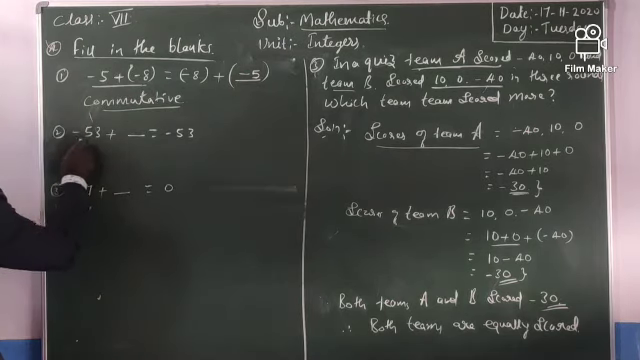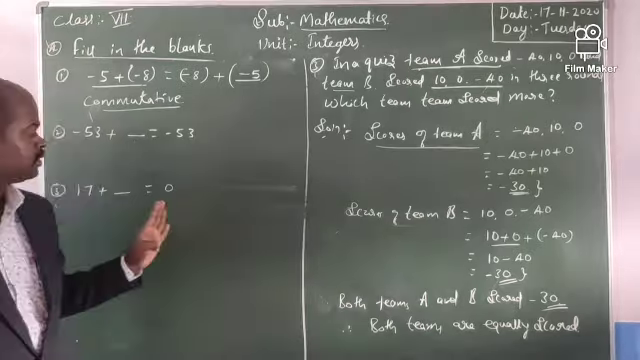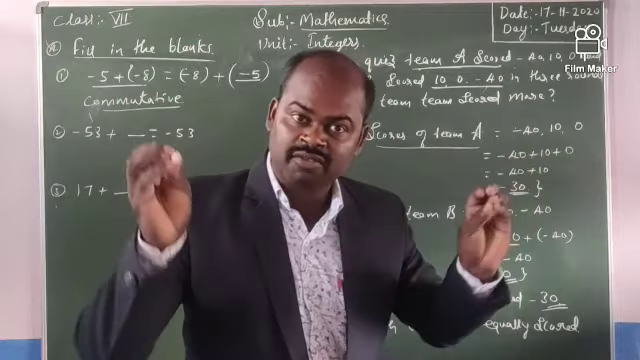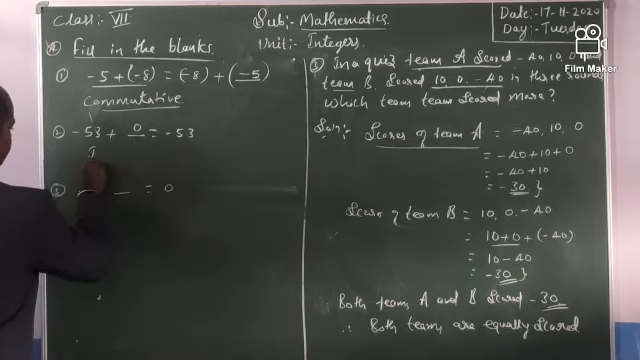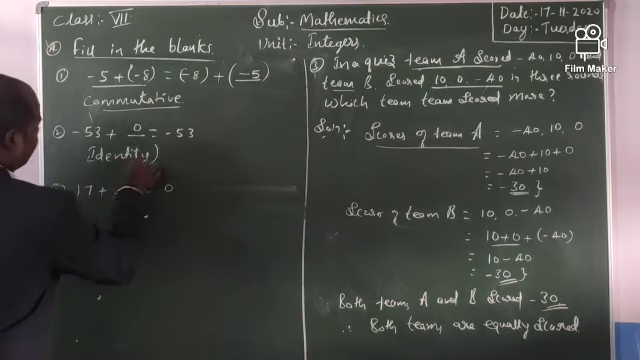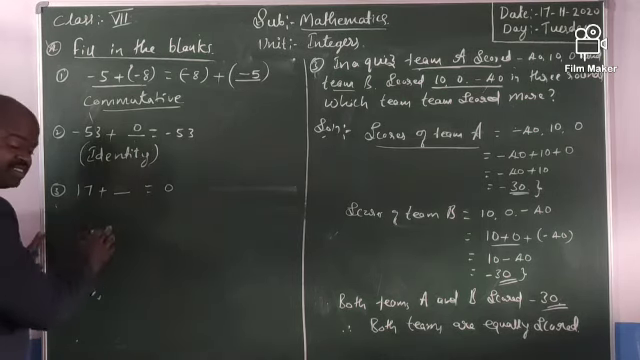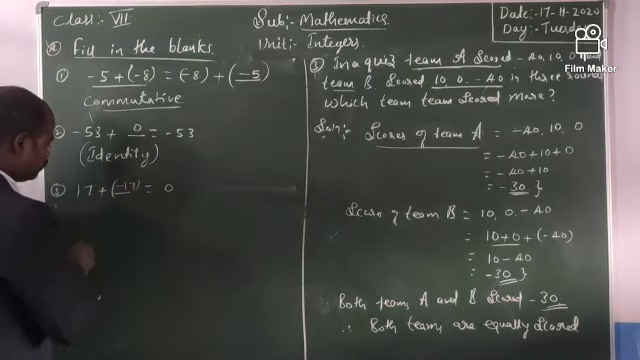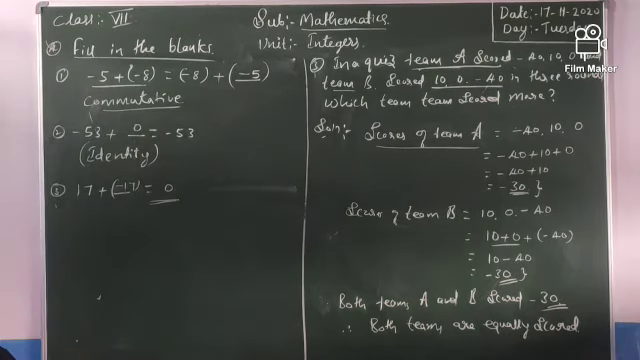Next here minus 53 plus dash equal to minus 53. Already we know that identity property. Identity property means what? Any number added to an integer, then its sum is always the number itself. Here we have to add 0. Okay, this is additive identity. Next 17. What is the number added to 17 to get 0? Yes, minus of 17 is added to 17 to get 0. Got it, children?